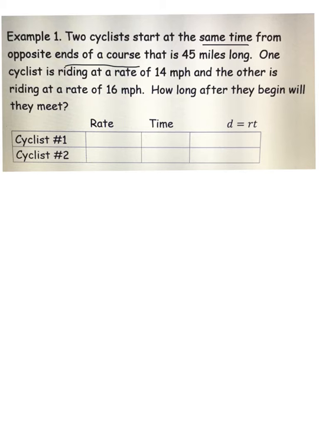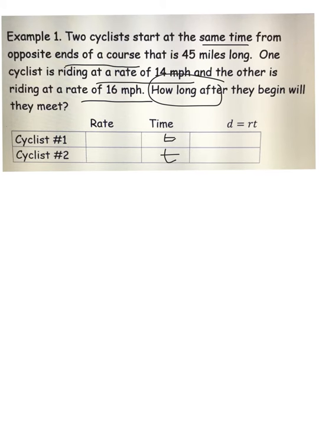We know that the course is 45 miles long, or the total distance is going to be 45. One cyclist is riding at a rate of 14 miles per hour. The other cyclist is riding at a rate of 16 miles per hour. How long after they begin will they meet? So we're trying to find t. T is what we're trying to find, so we're just going to use the variable t.